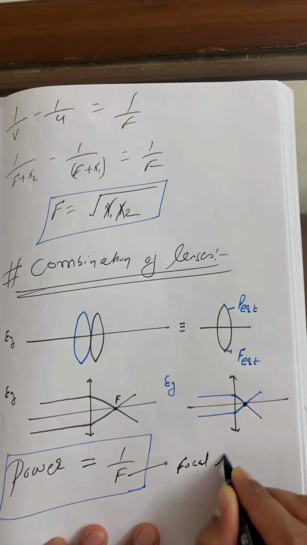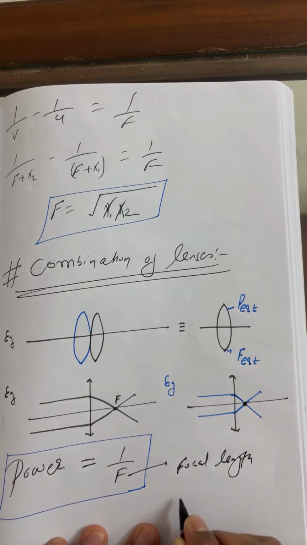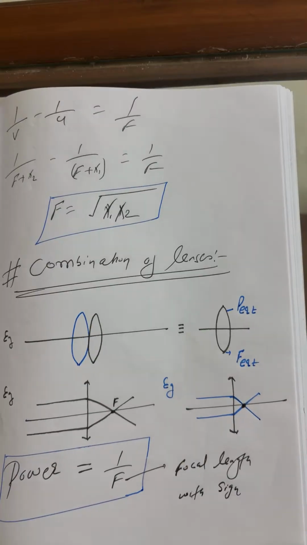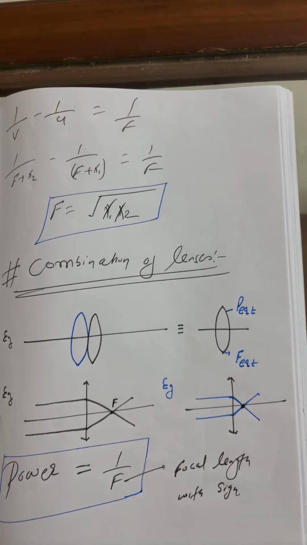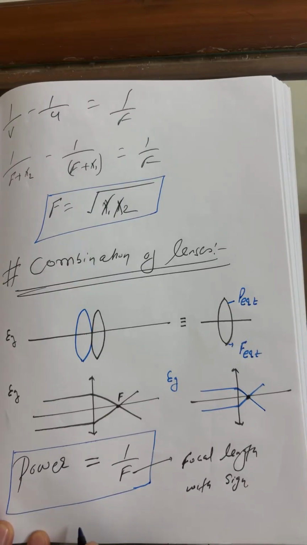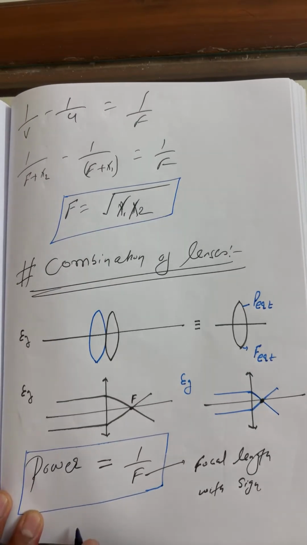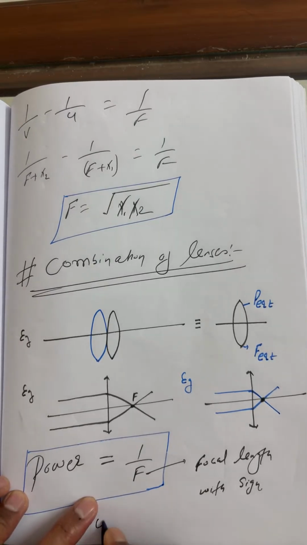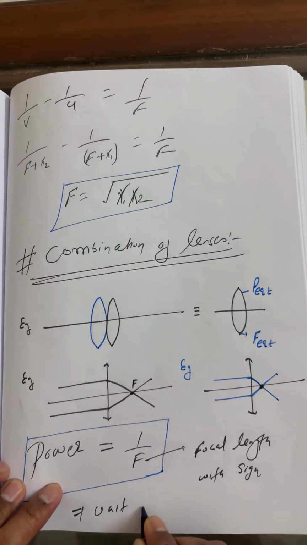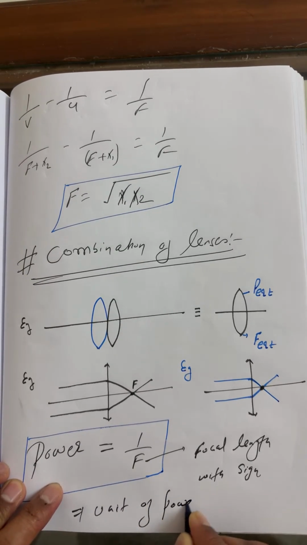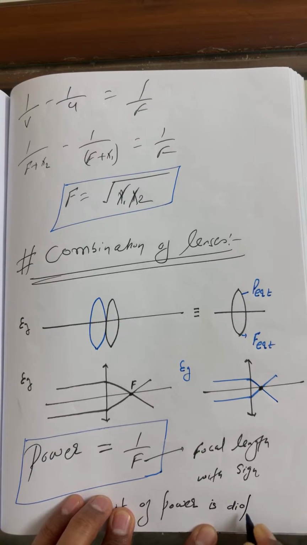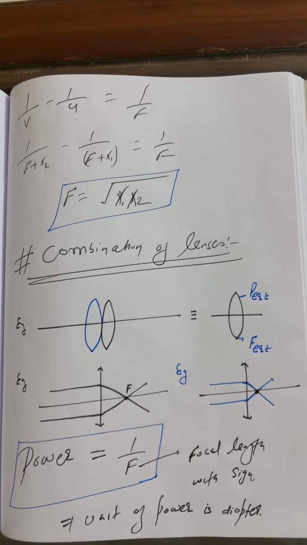Okay, so keep in mind, focal length you can take with sign, student. You can take focal length with sign. Okay, fine. What is the unit of power here? You can't say what? You can't say what, right? What you can say, the unit of power is the aperture. Unit of power. This is the aperture, right, my dear? Okay.